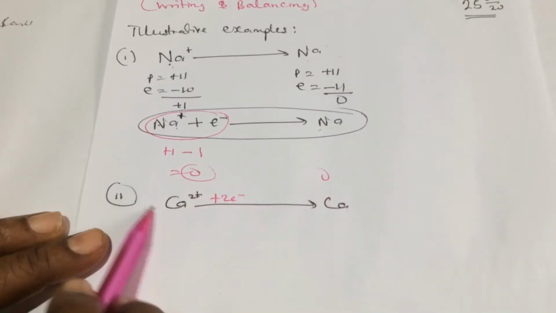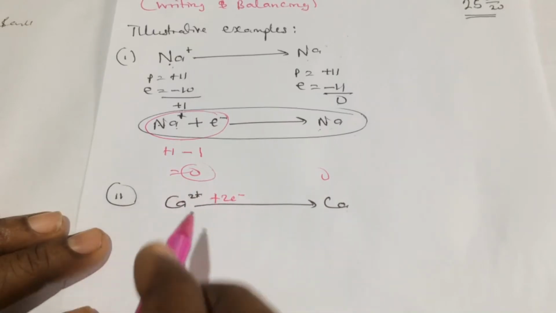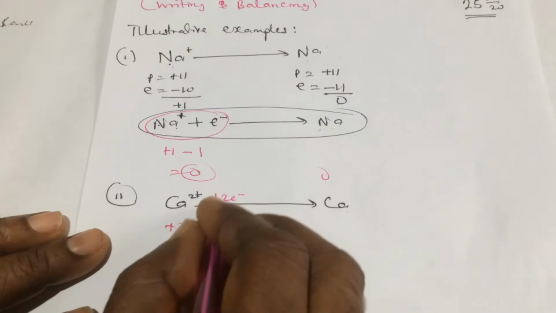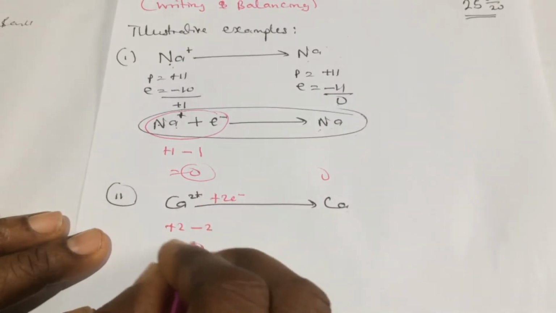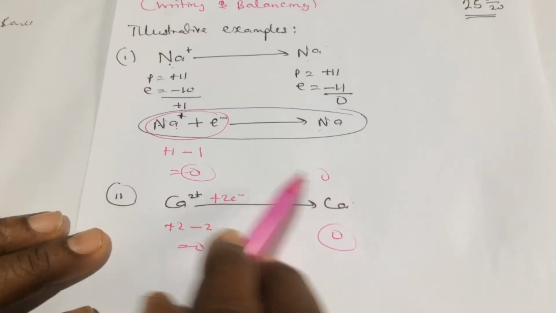So this is the half-cell equation. If you look at the number of atoms, 1 is 1. The charge here for calcium ion is +2, electron is always negative, so it's negative 2. So that gives you 0. Here is 0. If you see an atom that is not charged, neither plus nor minus, that means this one is electrically neutral.